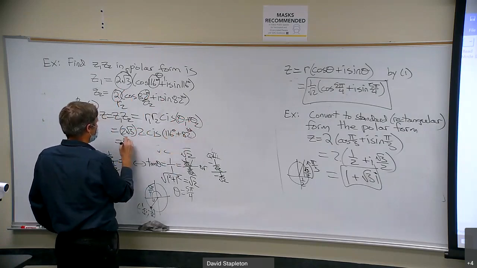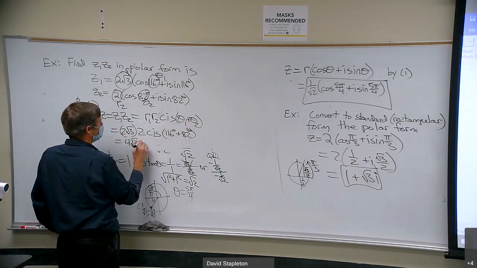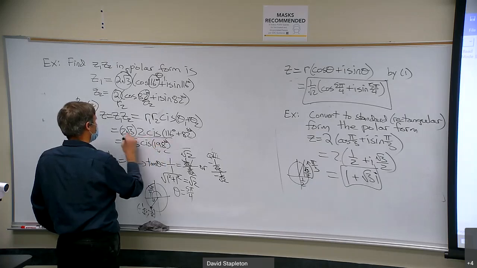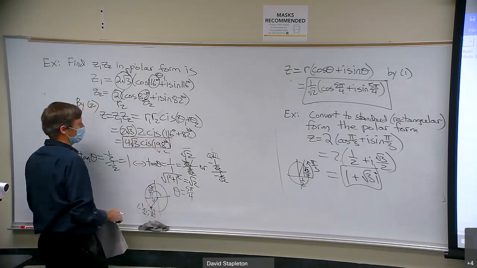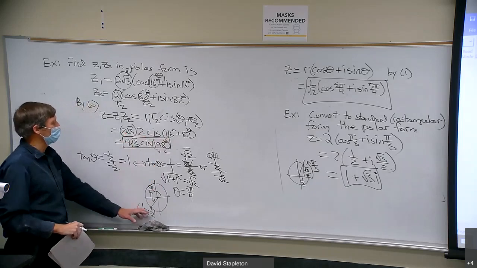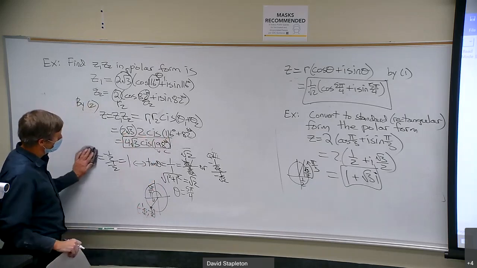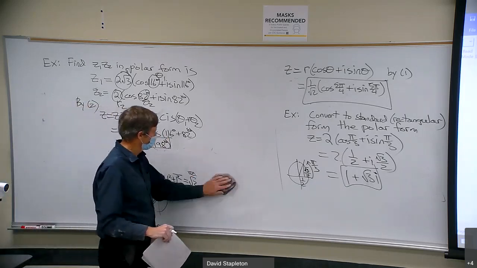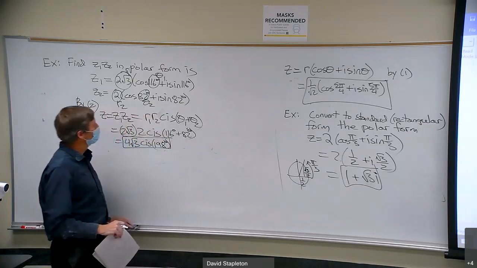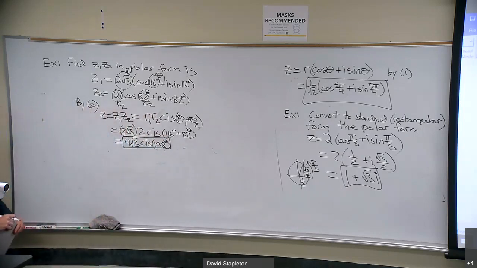In other words, we have 4 square root 3 times cosine plus i sine of 198 degrees. There it is. There's the polar form of the product. We just had to add the angles and multiply the distances. All right, does that make sense then?